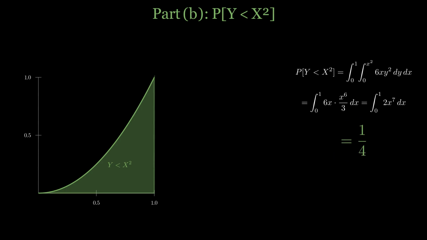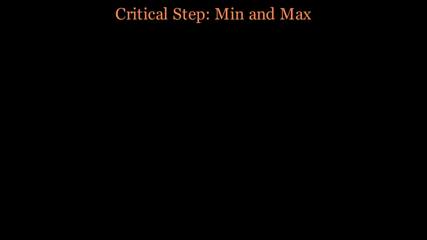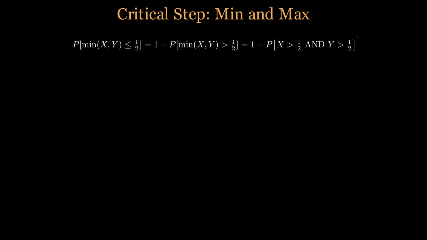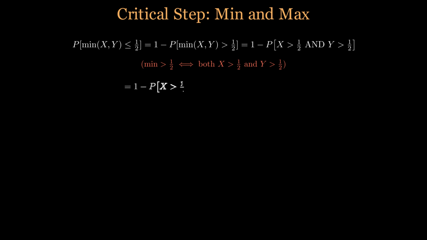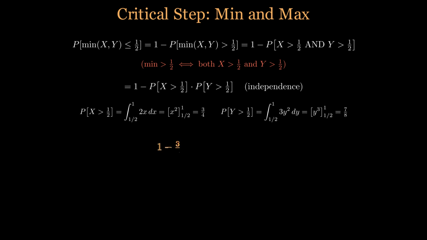Here is where most students make an error. For the minimum, do not integrate directly over the L-shaped region. Use the complement. P(min ≤ 1/2) equals 1 minus P(min > 1/2). That second event means both X and Y exceed 1/2. By independence, P(X > 1/2) times P(Y > 1/2). Using the marginals, 3/4 times 7/8 equals 21/32. Complement, 11/32.